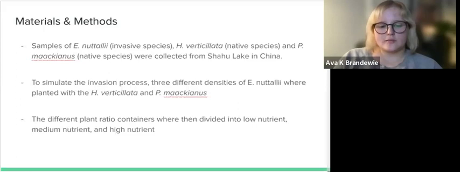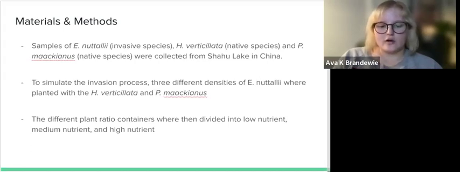So the materials and methods that they used: they took samples of all three species from Shahu Lake in China. The samples were all cleaned and cut into 10-centimeter segments, then planted in basins with 7 centimeters of fine sand at the bottom. To simulate the invasion process, they did 3 different densities of E. nataliae in contrast to the other two.